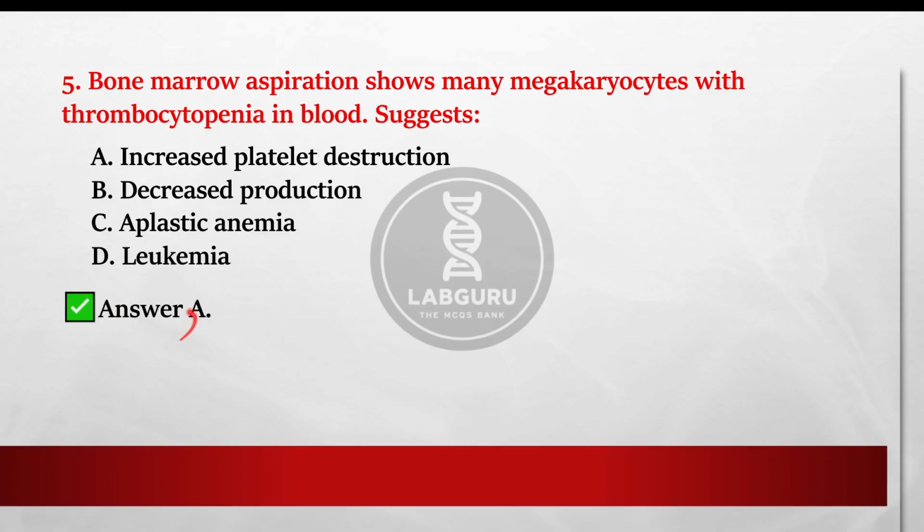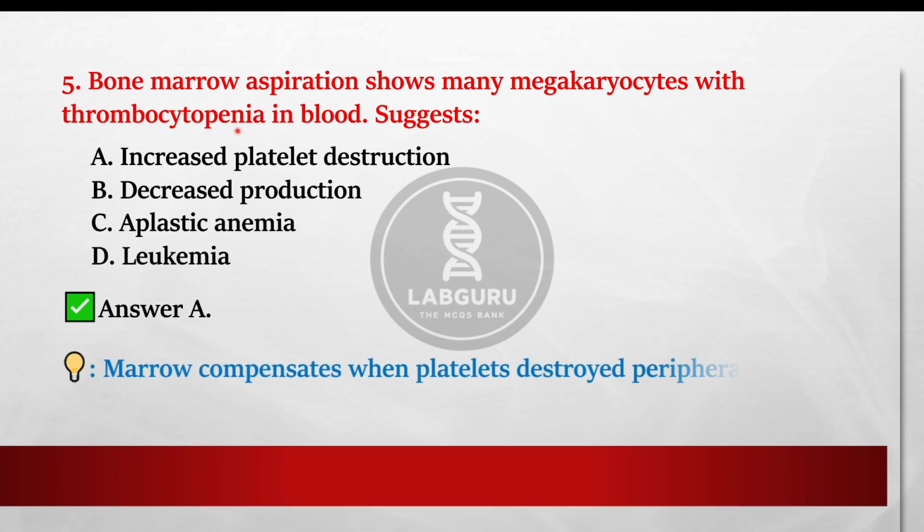The right answer is option A, that is increased platelet destruction. The destruction in the peripheral blood is more. Okay, so to maintain the population of platelets, the megakaryocytes are seen more in the bone marrow aspiration. The bone marrow compensates when platelets are destroyed peripherally. It means in the peripheral blood the platelets are being destroyed, so to compensate for this, the bone marrow is more active and producing more megakaryocytes.